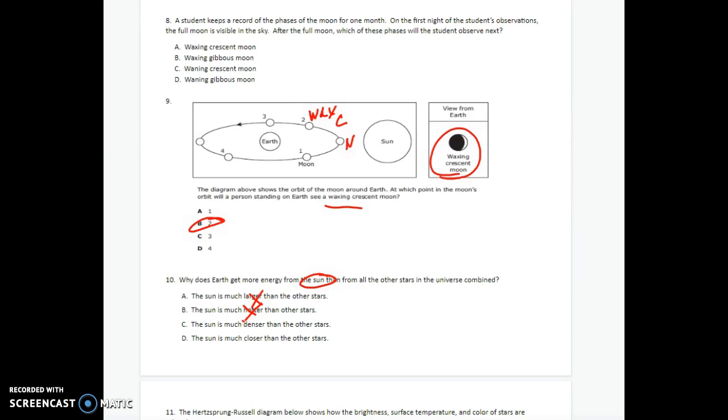It is much denser than other stars? Density would have nothing to do with how much energy we get from it. But we know that it is much closer. It's, in fact, the closest star to us.